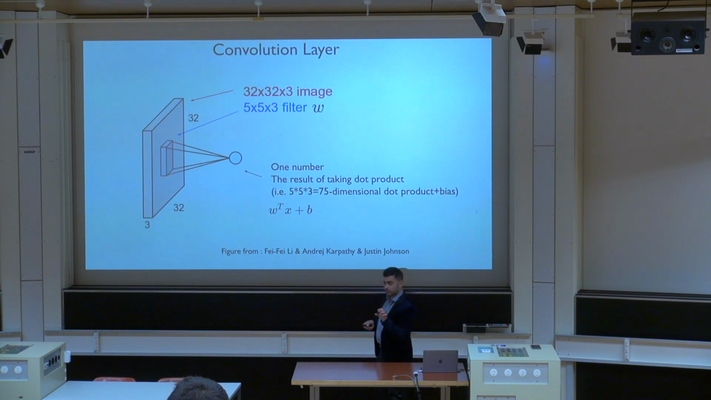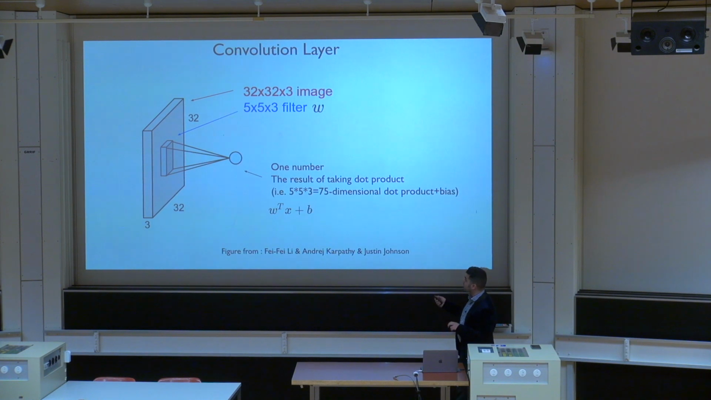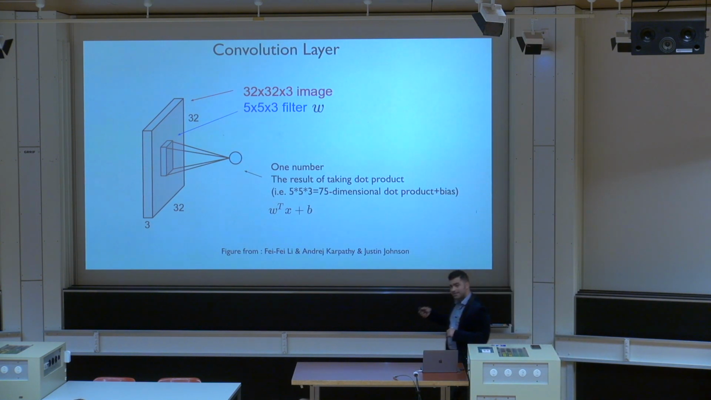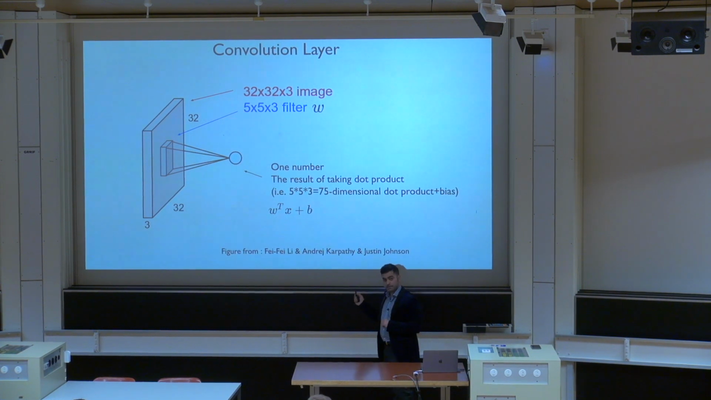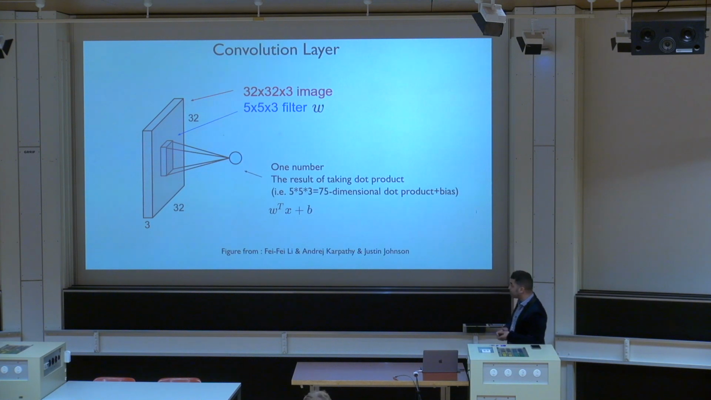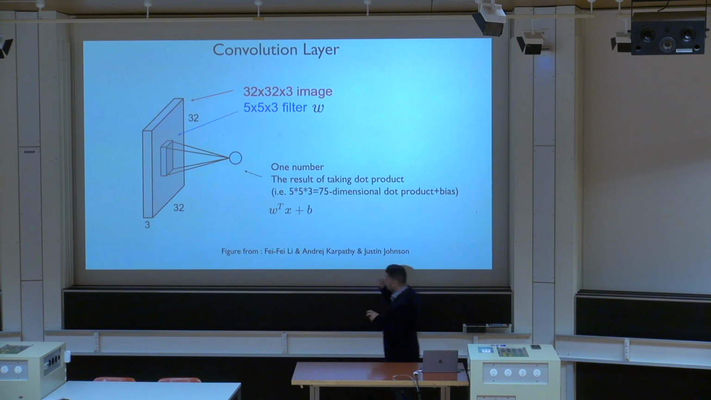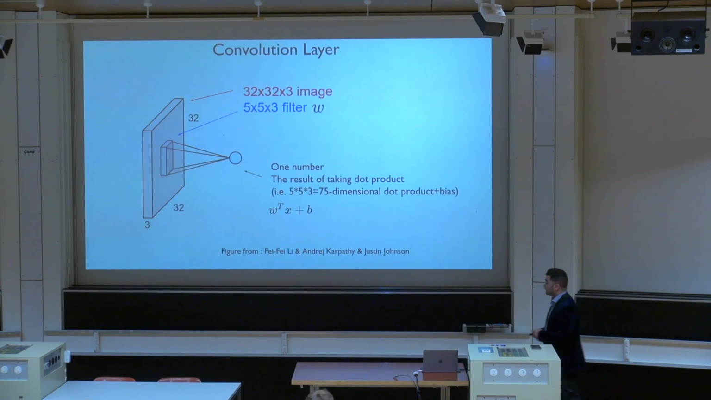X is your input volume, a small region of your input volume. In this case, it's 5 by 5 by 3. So at the end, you have 5 times 5 times 3, 75 parameters plus bias. So these are the whole number of parameters for this specific filter, right? I just want to explain again. When you do convolution, you slide your kernel over the input volume, and whenever you do a sliding, you do a dot product between your filter parameters and your input volume. So this is how it works, right? Any question on this part?